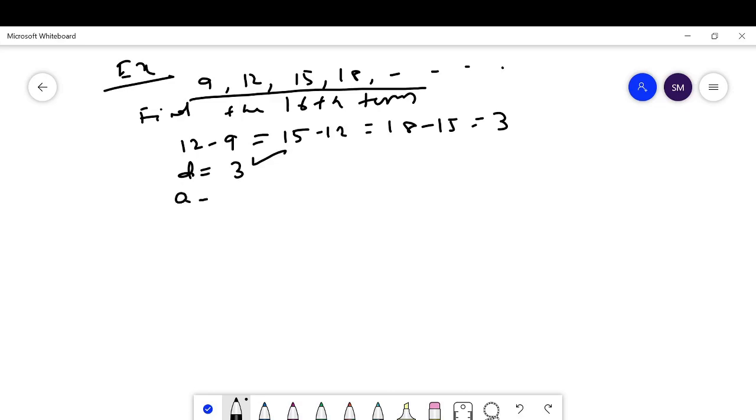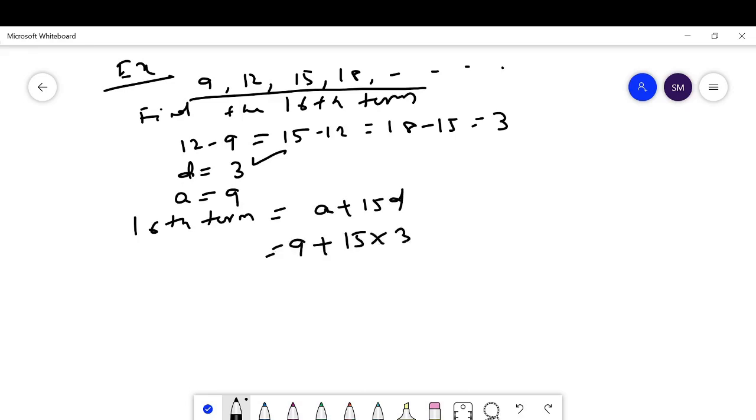Then the first term a is equal to 9. Then we have to find the 16th term. The 16th term is equal to a plus 15d. Here a is 9 plus 15 into 3. Here the 16th term is equal to 9 plus 45, which is equal to 54.